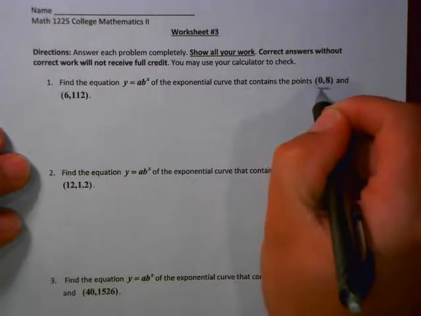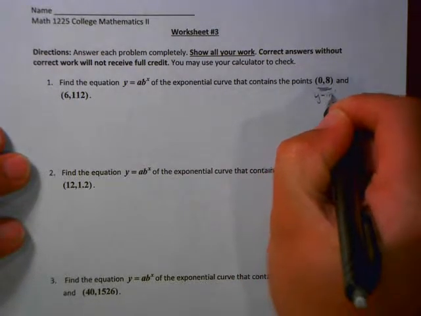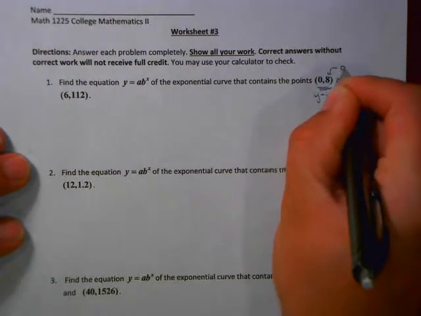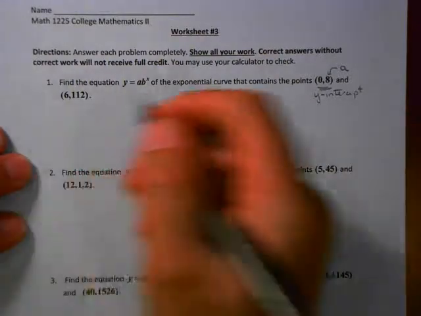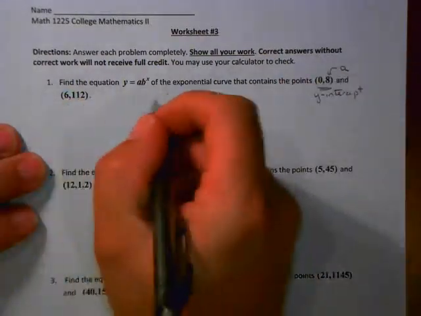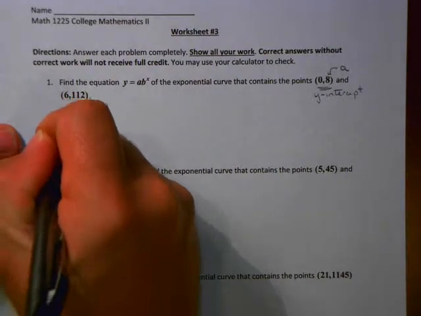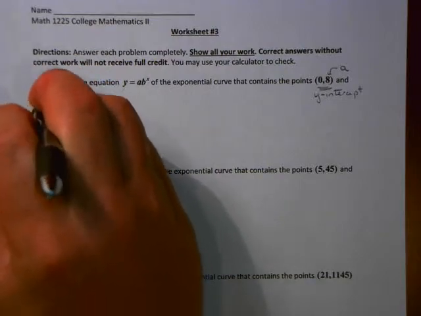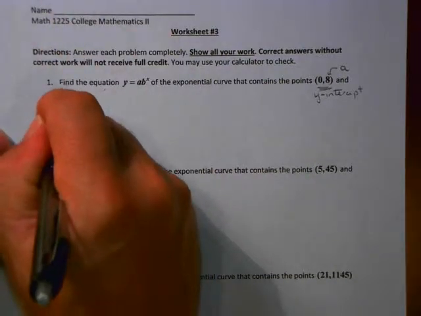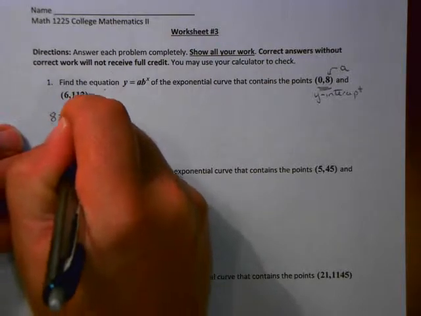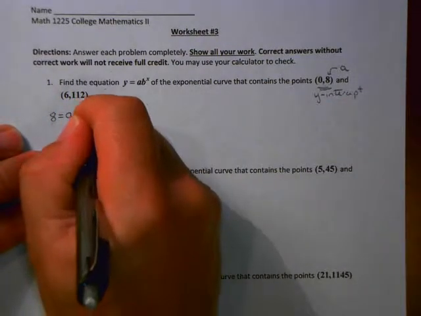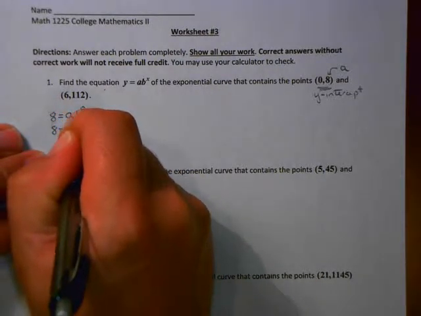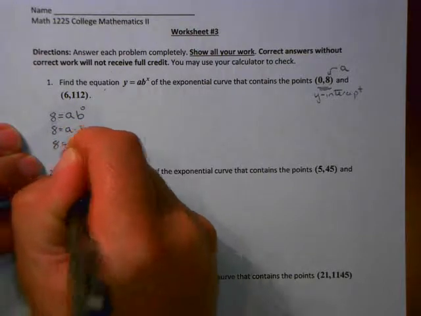Now that (0, 8) is nice because that's the y-intercept. So without doing any work, I know a is going to equal 8. But just to show it, I'm going to use that point (0, 8). When y is 8, that equals a times b to the x, and x is 0. So we get 8 equals a times 1, 8 equals a.